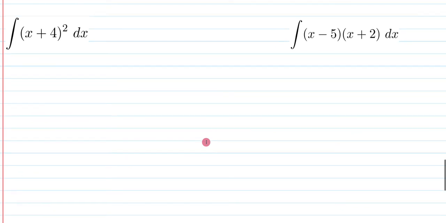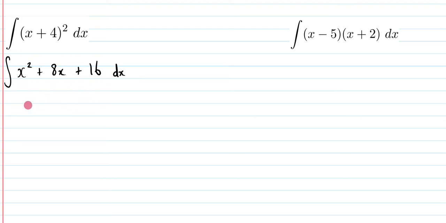There's a little trick here, but hopefully you can spot what that is. So the trick is you first have to expand this out. Later on, we'll learn some tricks to do this, but for now, just expand it out. So if we were to expand this out, I'm going to get x squared plus 8x plus 16. And I'm anti-differentiating that. So let me put in my symbols there, my notation that tells me I'm doing that.